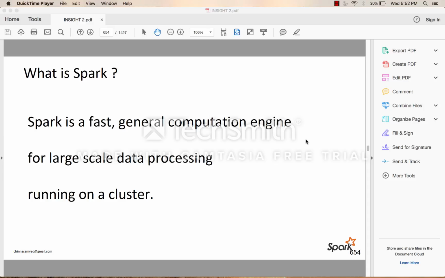What is Spark actually? Spark is a fast general purpose computation engine for large scale data processing. So this is the official definition from the Apache, but typically it can be used for any kind of computation, not only for big data, but also for computation on any kind of data that comes from a data warehouse or a database or from a flat file system. So you can use Spark with any of the languages.